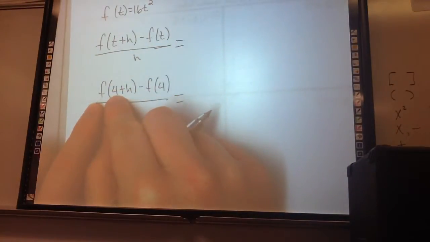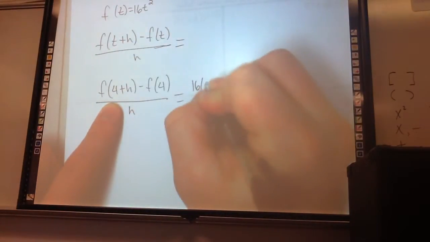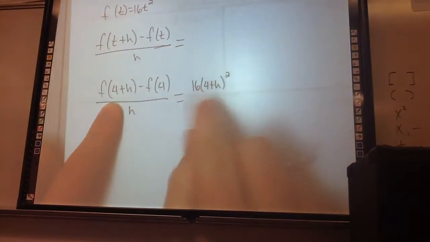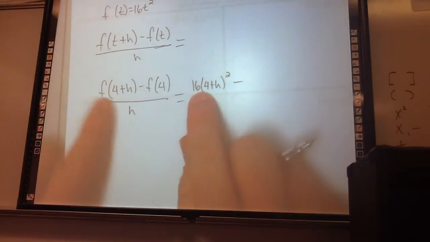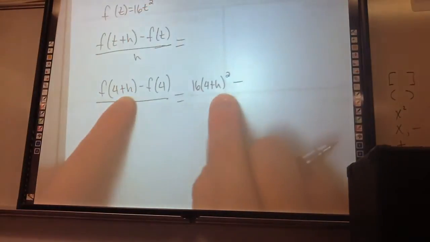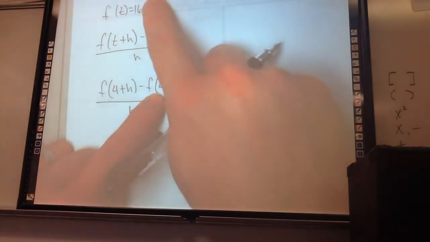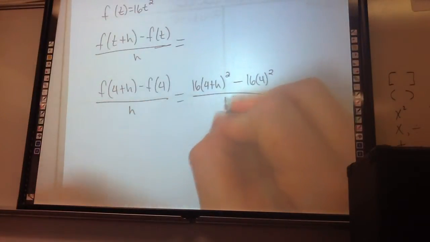So f of 4 plus h, what do I do with that? You plug 4 plus h into t up here, right? So I'm going to go 16 times 4 plus h squared. I'll leave it for now. That's just this piece. Remember last year people got confused about this, so I went slow. Just plug 4 plus h in for t. Now I'm going to plug 4 in for t. So 16 times 4 squared. And I'm going to leave the h.